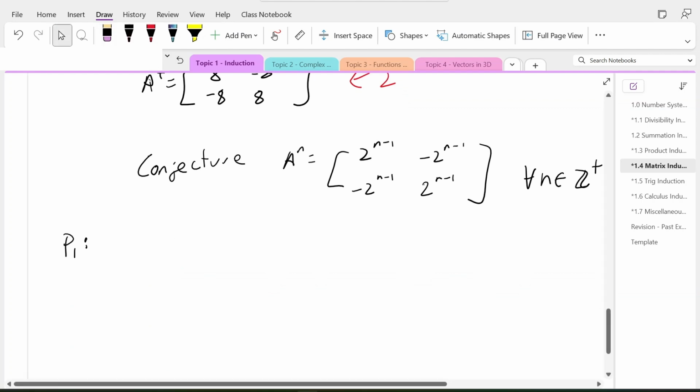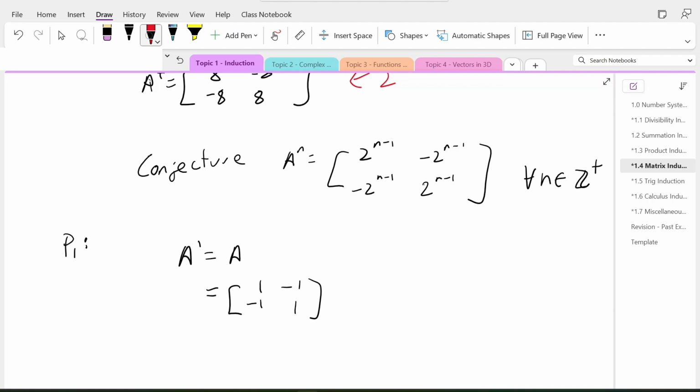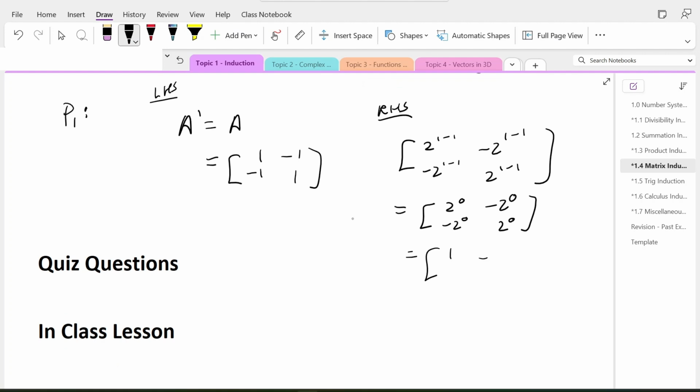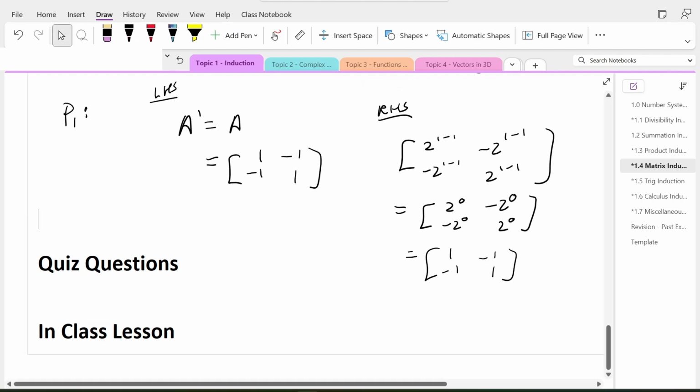should be, well, that's just the matrix A, which is the original matrix we started with. And then you can almost think about this as your left-hand side. On your right-hand side, we're going to get 2 to the 1 take 1 for all of our powers, which is going to give you 2 to the 0 for each spot. And 2 to the 0 is just 1. So we're done. 1, minus 1, minus 1, 1. So therefore P1 is true.